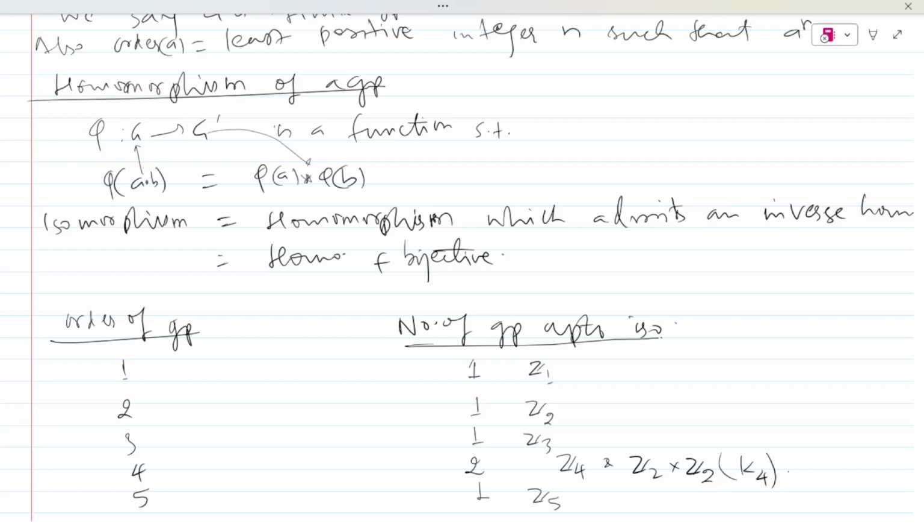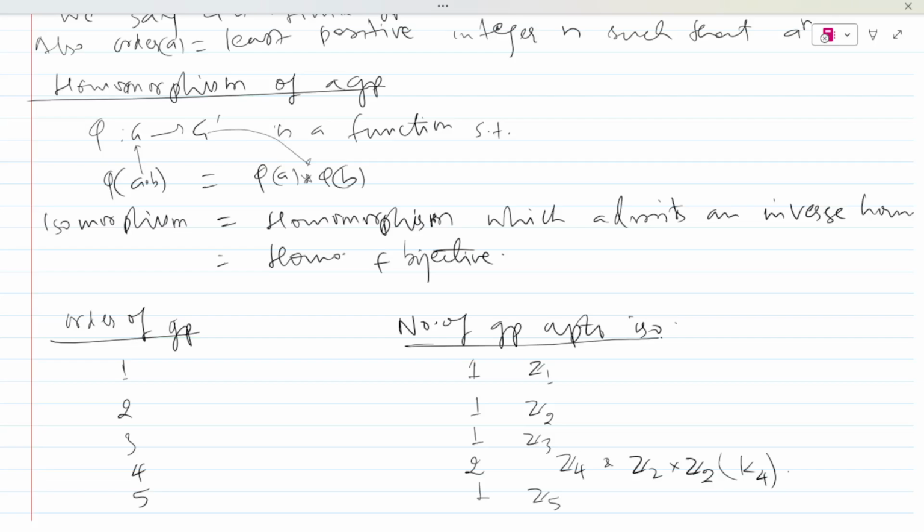After that, suppose we have been given the order of a group, and then we'll see how many groups up to isomorphism there are for that particular order. Suppose the order of the group is 1, then the number of groups up to isomorphism is only 1. What is that? That is Z1. If the order is 2, then Z2. If the order is 3, then Z3.